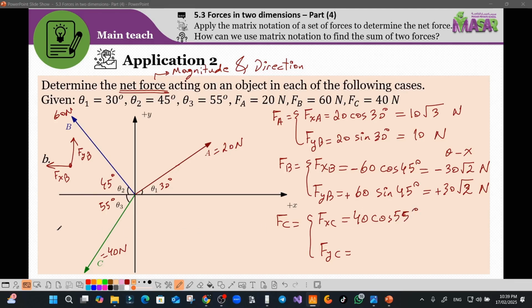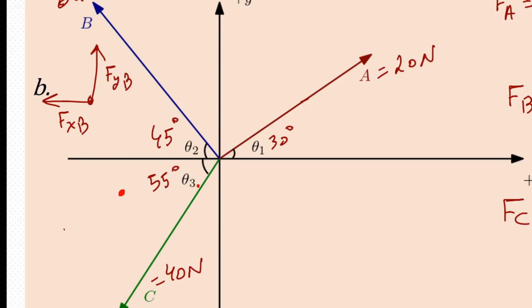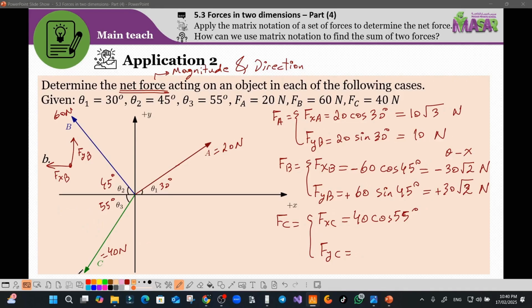However, here I want to pay your attention to the directions. The direction for each component is given by this. So this is Fx of C. This is Fy of C. So both of them are negative. Moreover, you can say, since this is the third quadrant, everything will be negative in this quadrant. So let me make some space to add the minus sign. And here we have minus 40 cosine 55 and minus 40 sine 55. So the answer is minus 22.9 Newton and minus 32.7 Newton.